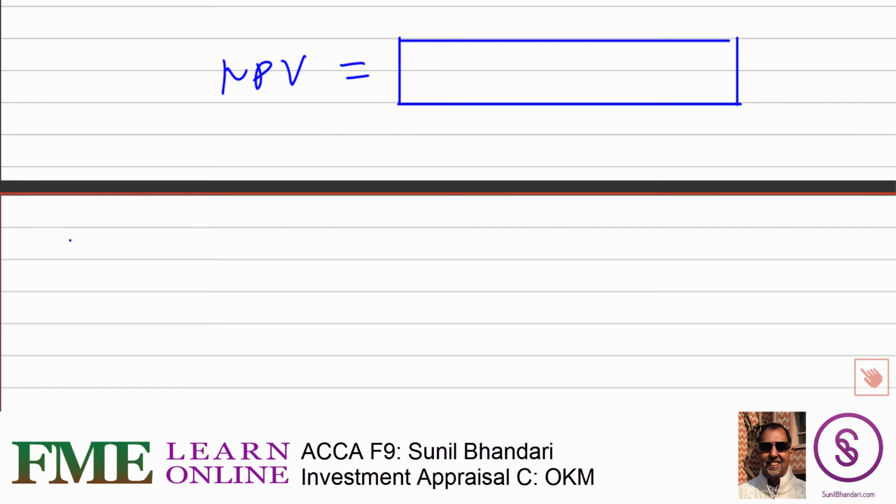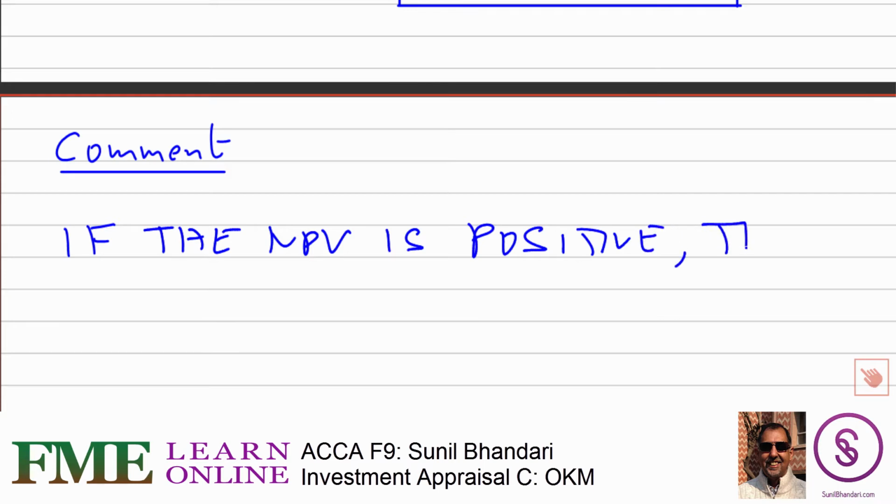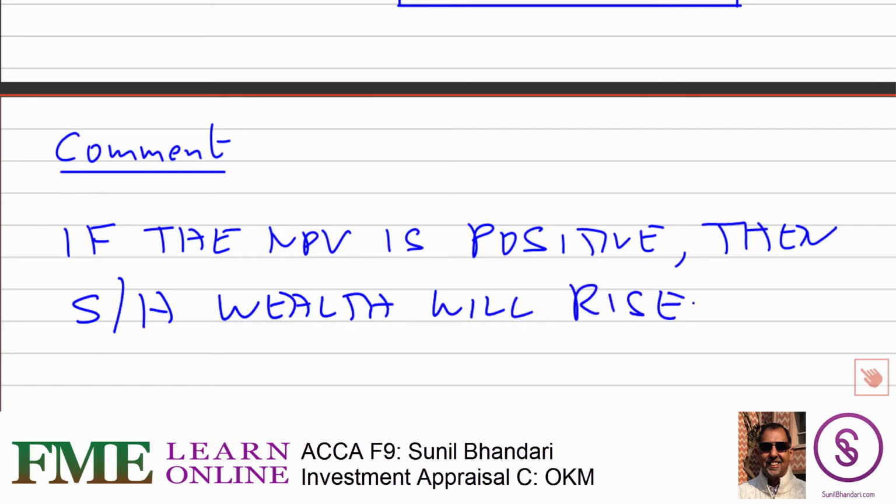Okay, I want to get my comment in now. So here I'm going to make my decision even before I've picked up the calculator. I'm going to put my comment in here. On the comment, I make the statement that if the net present value is positive, shareholder wealth will rise, hence accept the project.